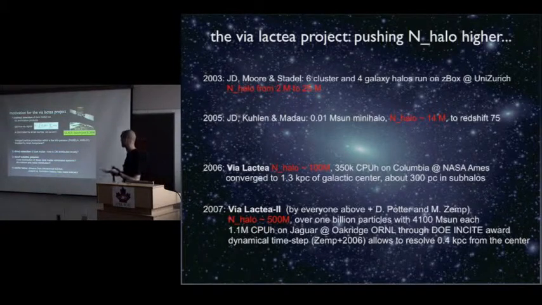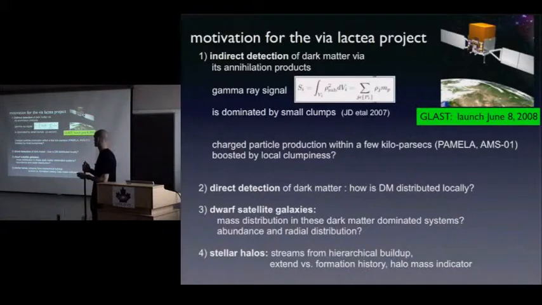So why do we spend all this CPU time and all this effort on resolving dark structures, which are mostly dark and boring? One motivation is indirect detection, especially GLAST. Its launch date is now set for this Sunday, so it should launch around noon this Sunday from Cape Canaveral. That's a gamma ray space telescope that will survey the entire sky several times per day, and if all goes well, it will start taking data in a few weeks after the calibration.